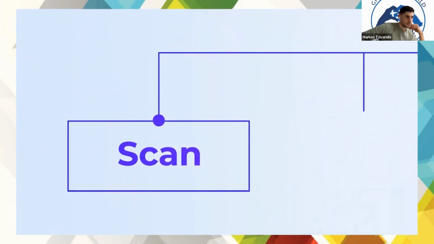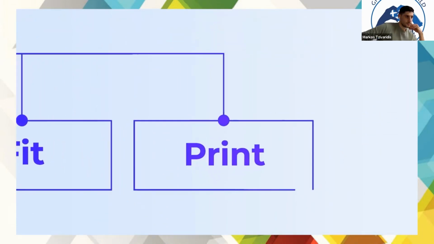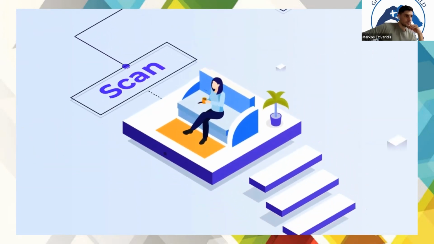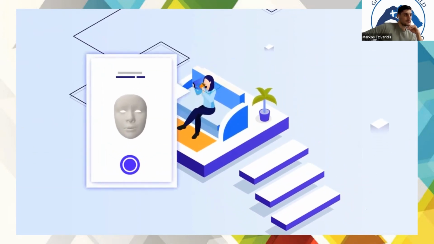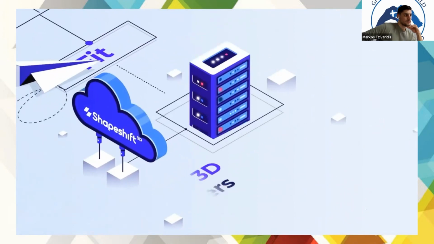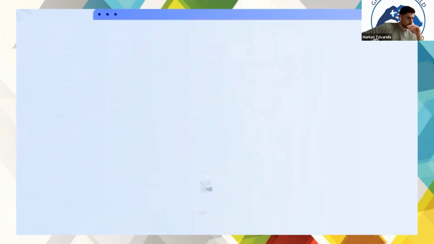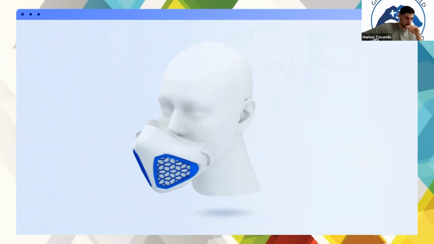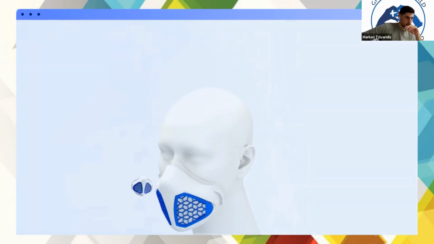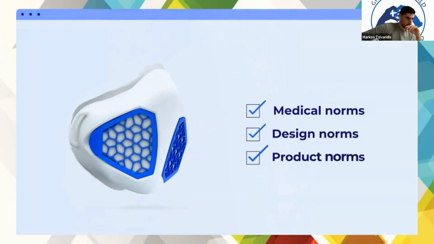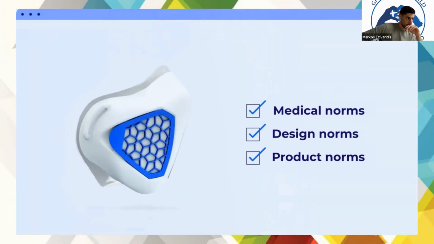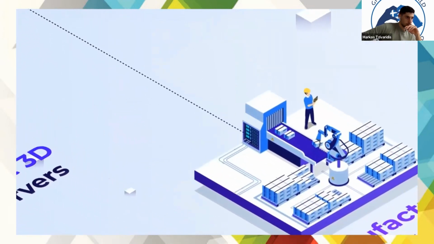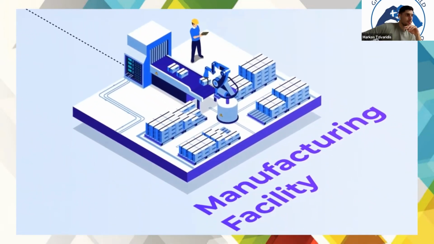ShapeShift 3D coined this entirely digital and automated customization process as Scan, Fit, Print. Scanning can be done right from your home with the help of a 3D scan app. With a click of a button, customers can send their scan to the ShapeShift 3D cloud servers for custom fitting. ShapeShift 3D's unique customization technology automatically and instantly fits the product to the customer scan while respecting all medical, design, and product norms, making it ideal for medically approved wearables.